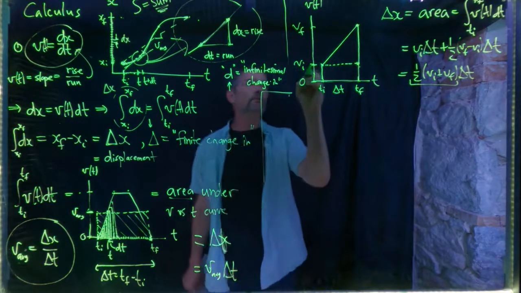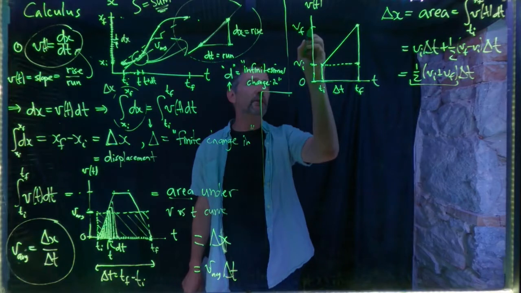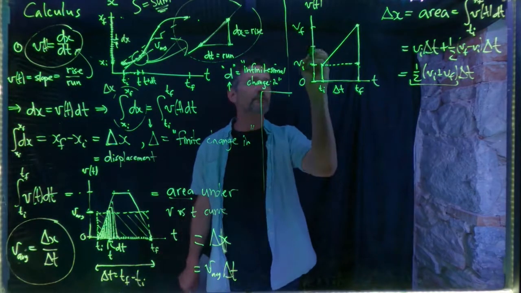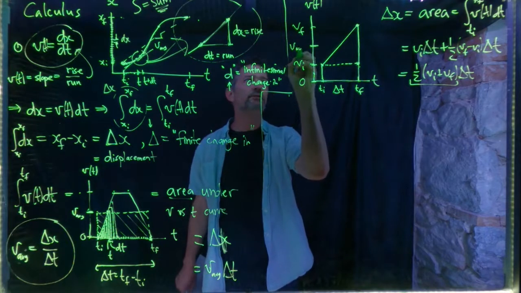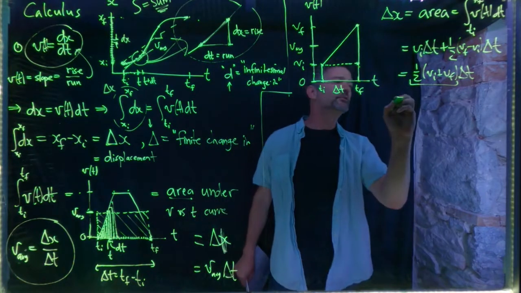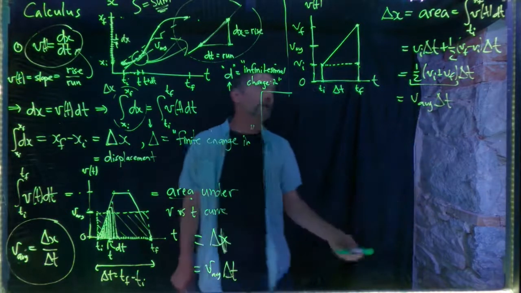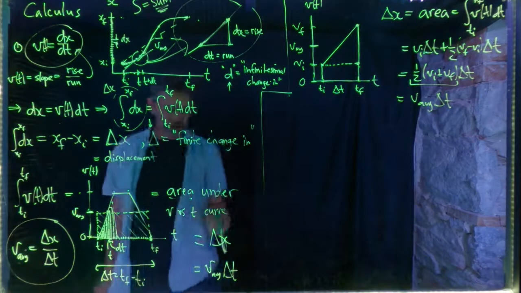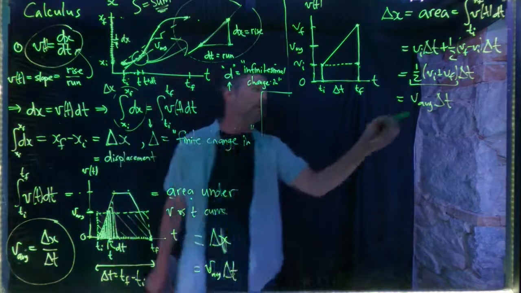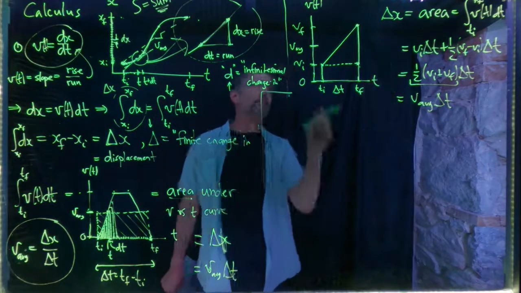Well, if you take v initial plus v final, add them up and divide by 2, that's the average. So that lies right in between. This is v average. So that's just equal to v average times delta t. And so we see this relationship: delta x is v average delta t, or v average is delta x divided by delta t.